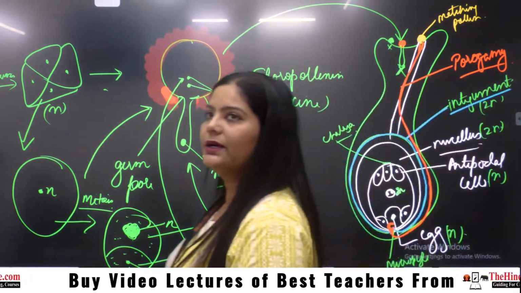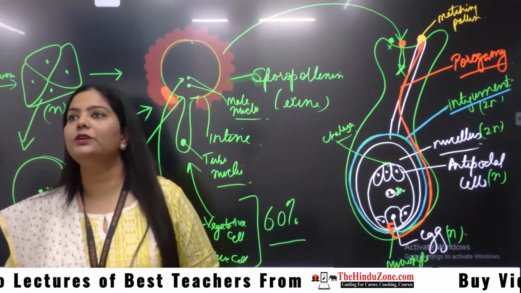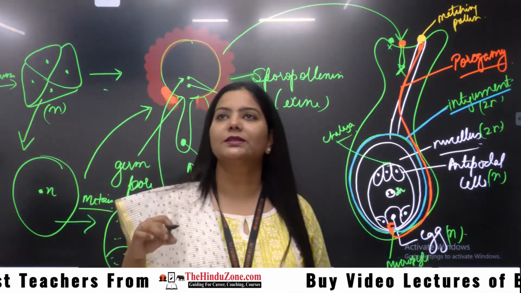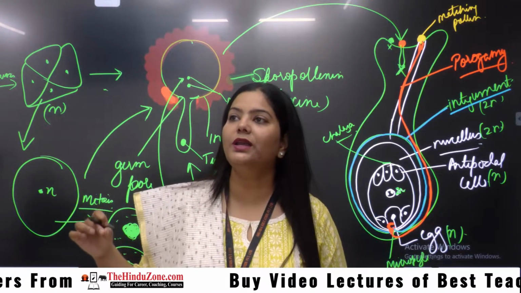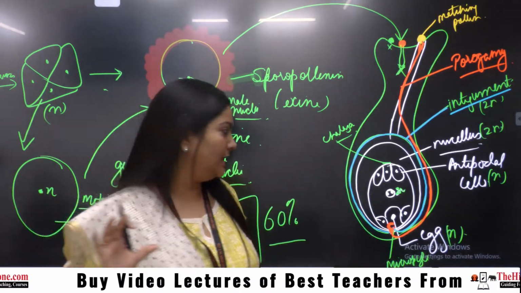Okay? Clear to everyone? When it is not touching the integuments or any other portion, and is directly crossing from the side, coming and entering through the micropyle to fuse with this, this is called porogamy.